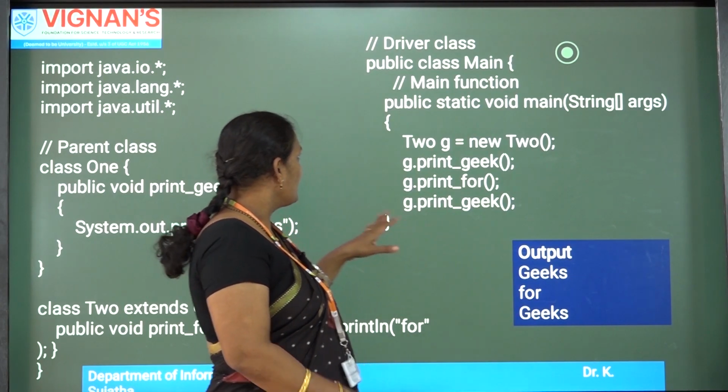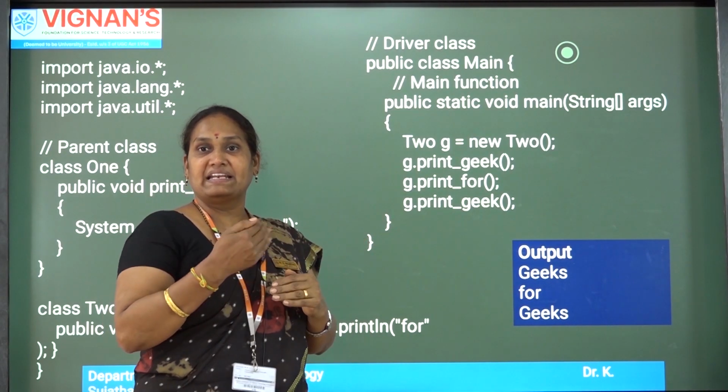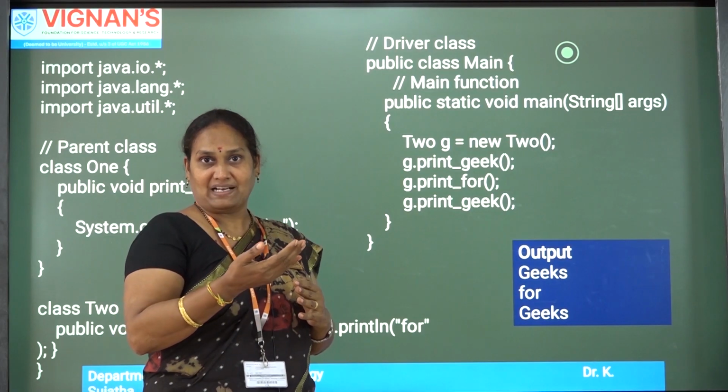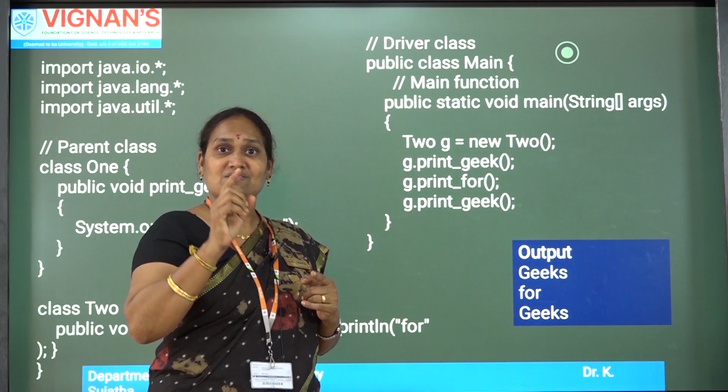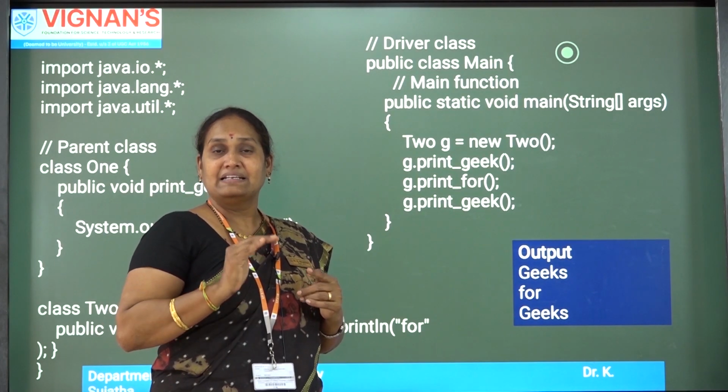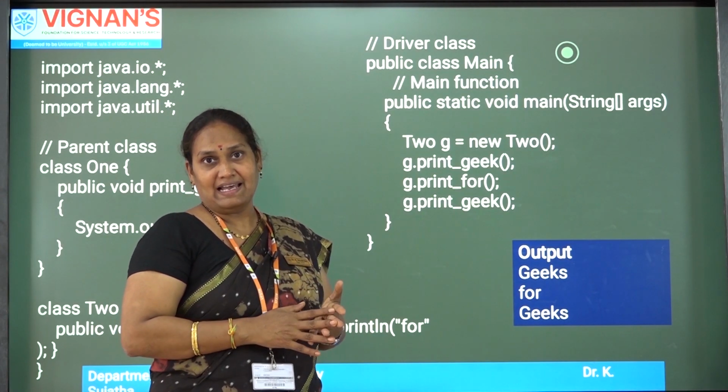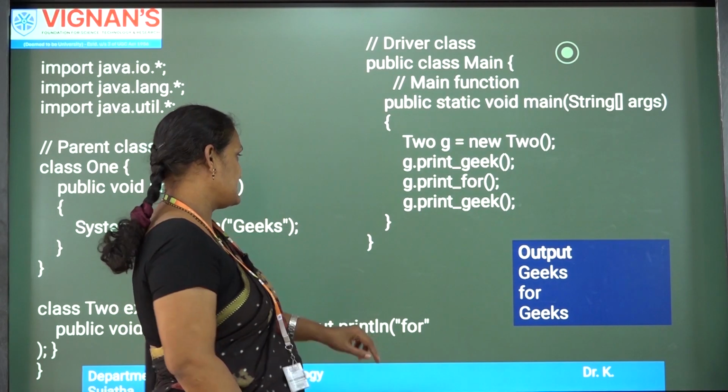Right. So I hope you have understood how we derived a subclass from the superclass. Here I have only one superclass, and from that one superclass only one subclass is derived, which is called single inheritance.